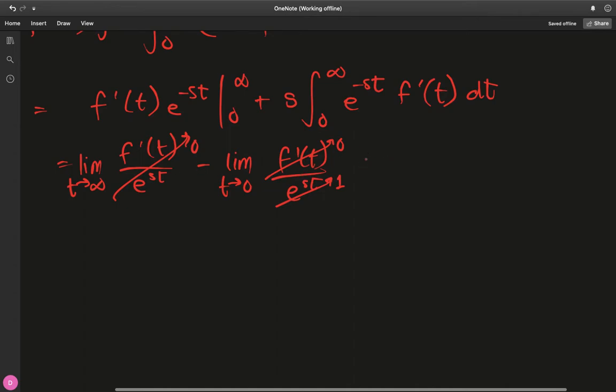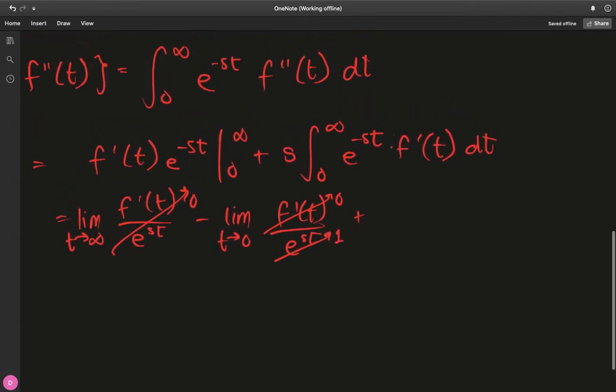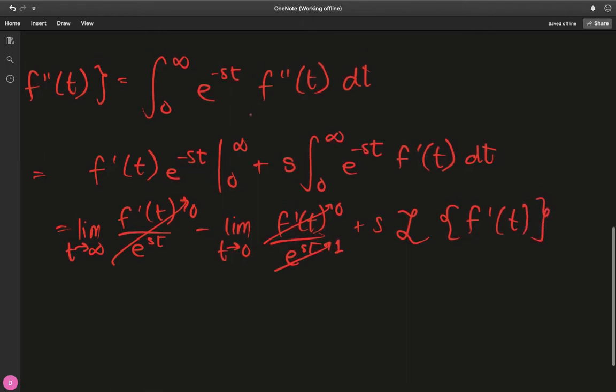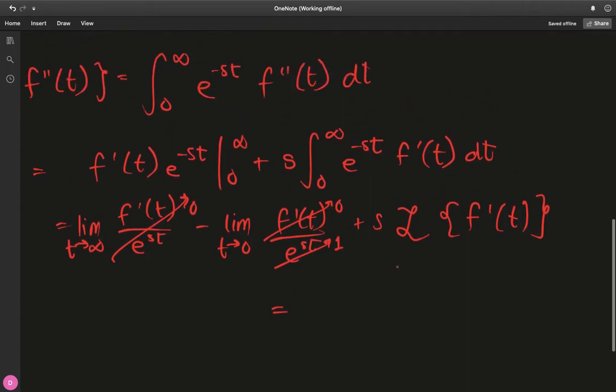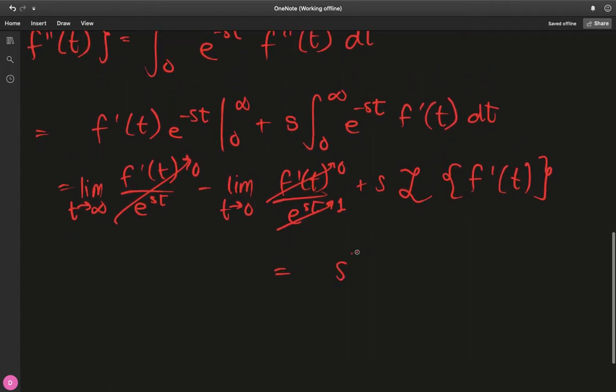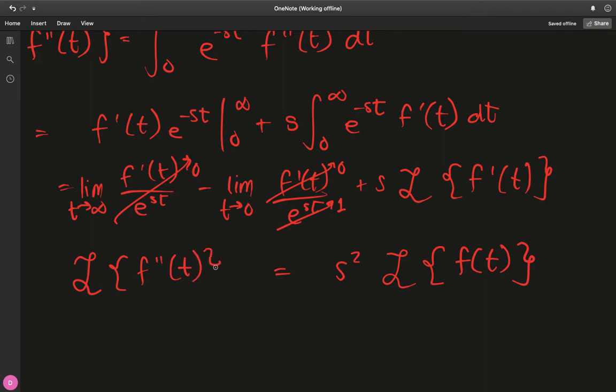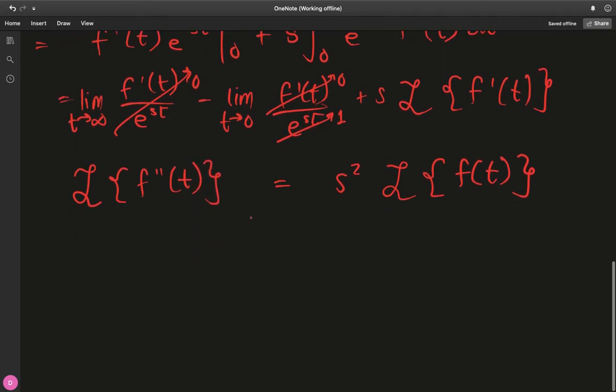So everything became 0, and this is just the Laplace transform of f prime of t, which we just calculated over here to be s times the Laplace transform of f of t. So this will become s times s, which is s squared times the Laplace transform of f of t. That's the value of the Laplace transform of f double prime of t. So the Laplace transform of the second derivative with respect to t of f of t is s squared times the Laplace transform of f of t.